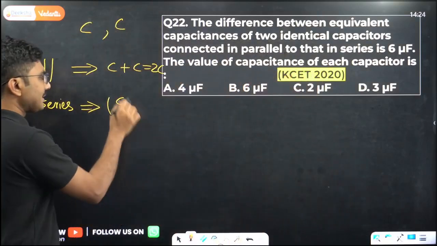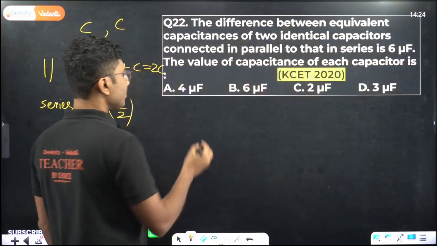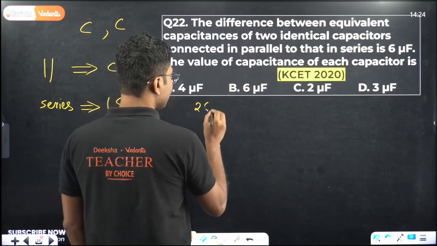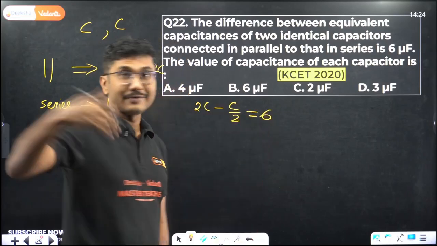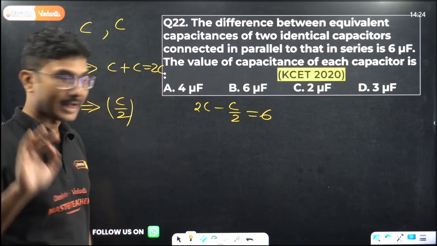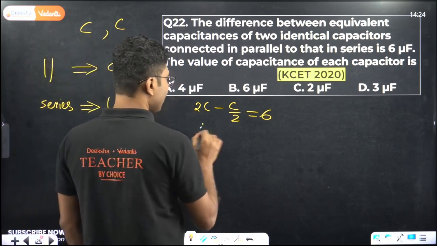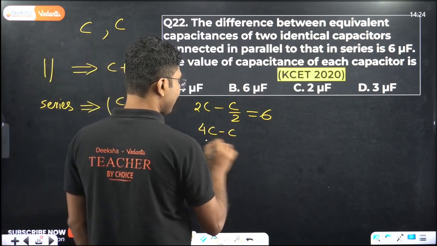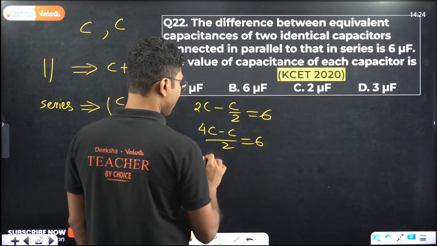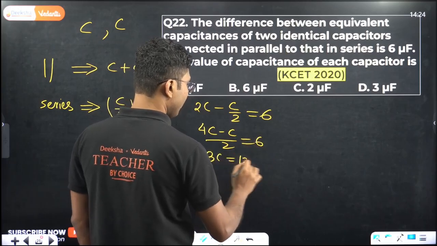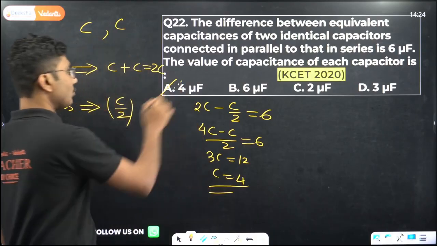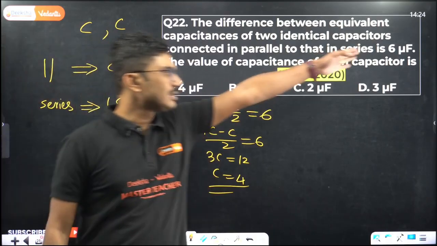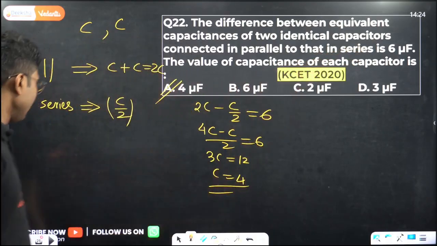So here two capacitors, C by 2. So the difference between them, 2C minus C by 2, is 6. They are not different values, they are same values. So that is why it is a savior. So 4C minus C by 2 equals 6, or 3C equals 12, or C equals 4. So the correct answer is 4 microfarad. Obviously microfarad is given, so the answer will also be in microfarad, right?